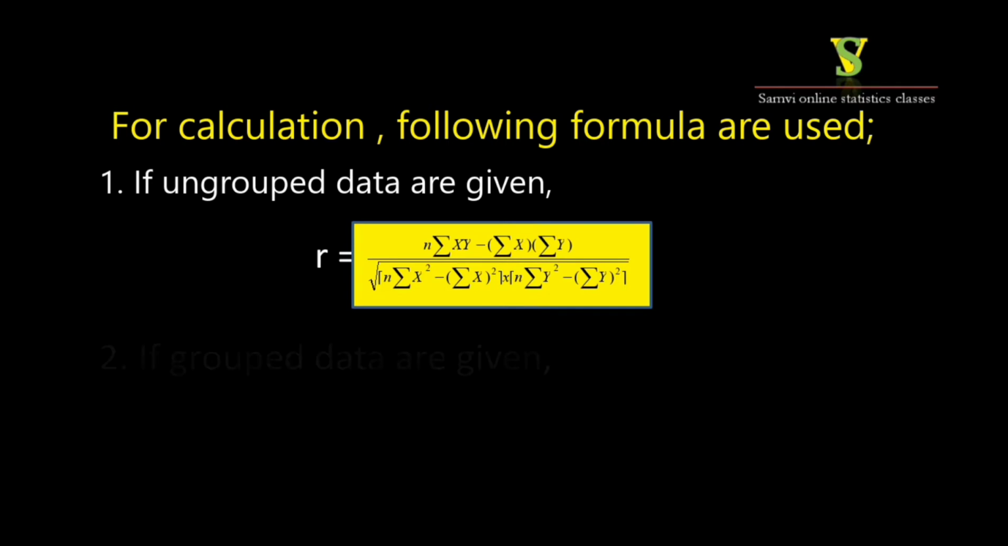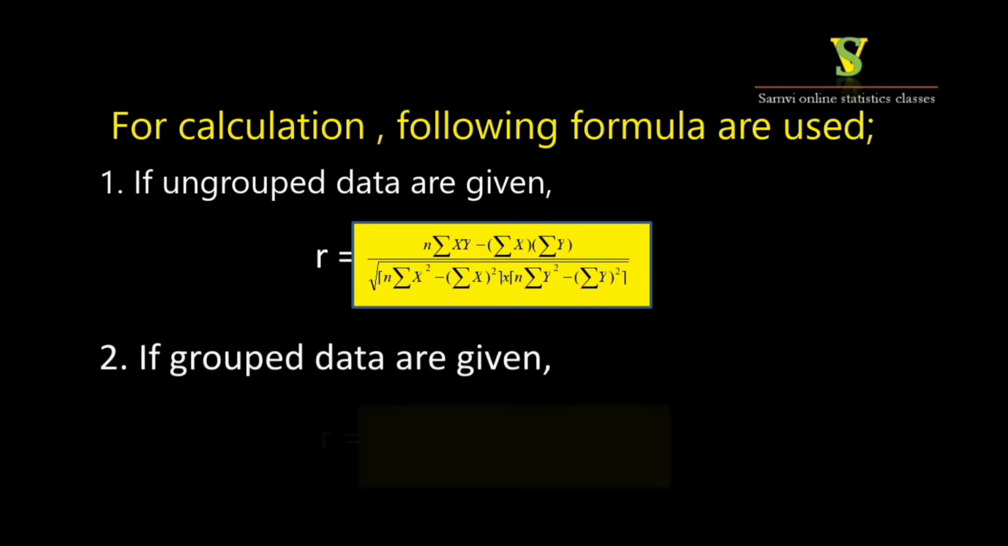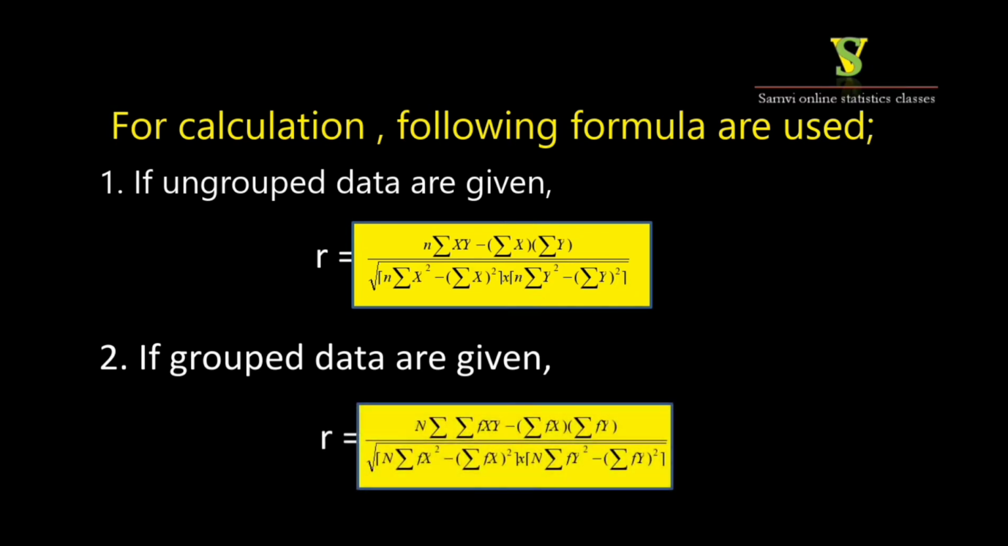And the second one, if grouped data are given, in such a condition, r is equal to n summation of fxy minus summation of fx into summation of fy, divided by square root of n summation of fx square minus summation of fx whole bracket square, into n summation of fy square minus summation of fy whole bracket square.